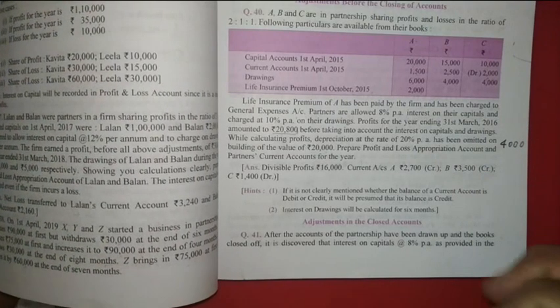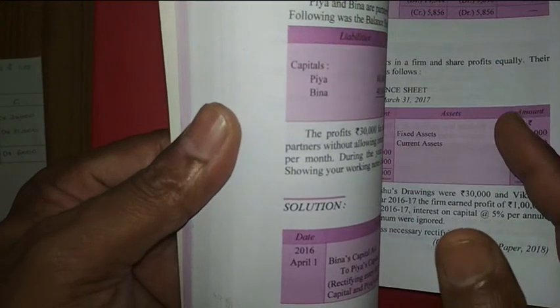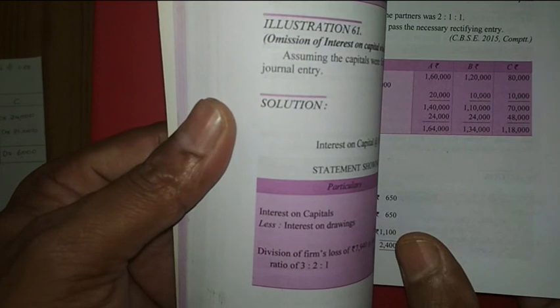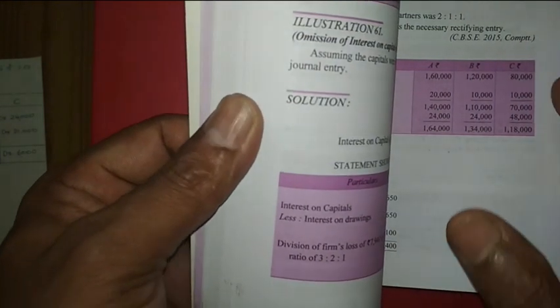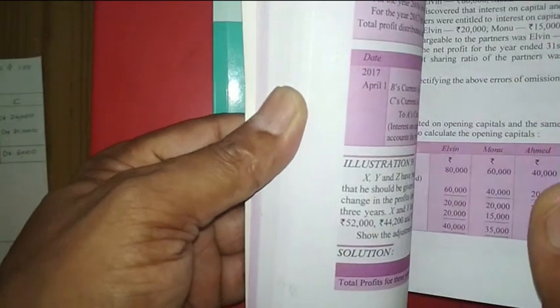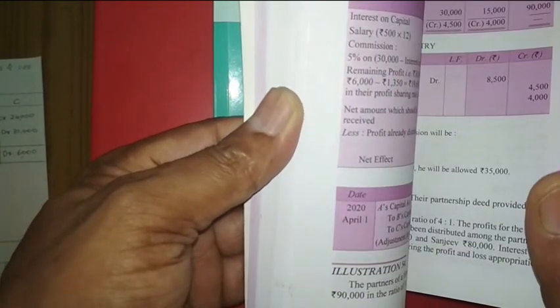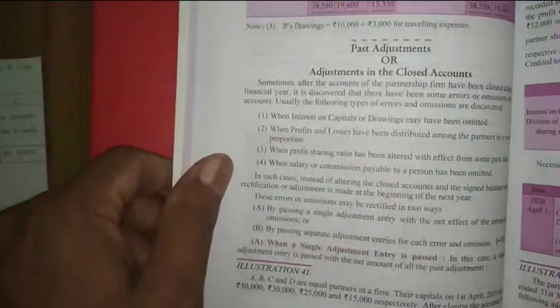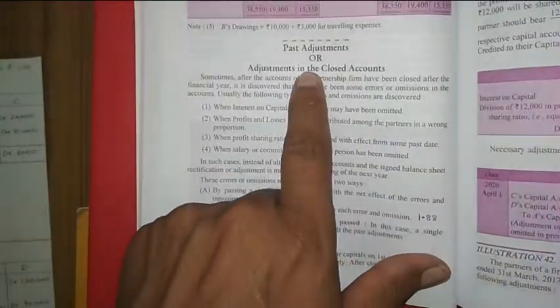We can correct in two ways. One is by giving only one journal entry. However many mistakes there are, for all the mistakes we will find out the net effect, and we will pass only one journal entry. That is one method. And the second method is, if five mistakes are there, we have to write five journal entries. We are studying this under the heading, past adjustment.